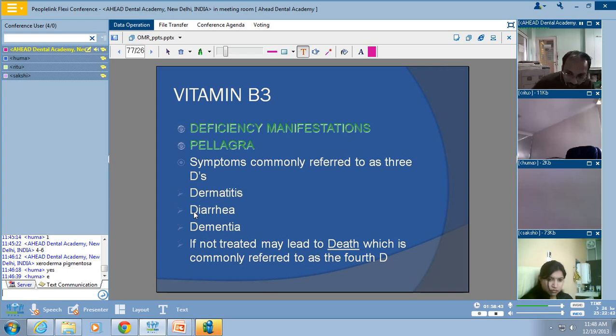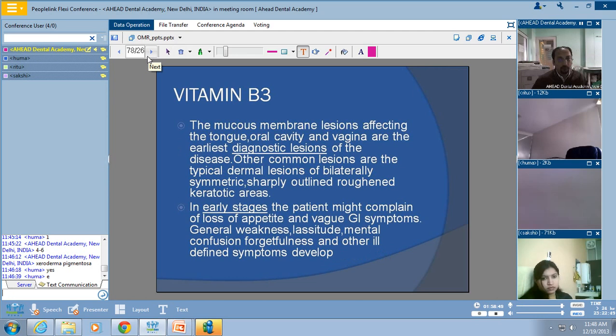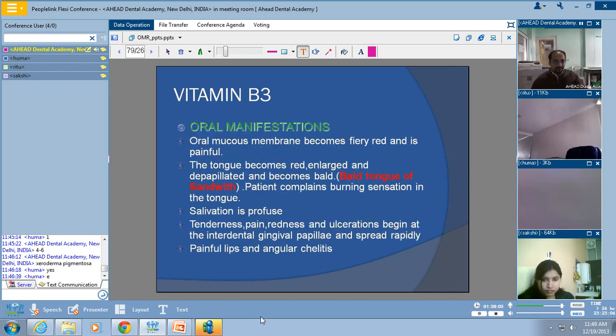Why we are so worried about vitamin B3 is because there are mucous membrane lesions, which are the earliest diagnostic lesions of the disease. Okay? The oral cavity lesions are the earliest diagnostic lesions, but again, this word which I have written in red is the reason why pellagra is important to us. The tongue becomes completely depapillated and becomes bald.